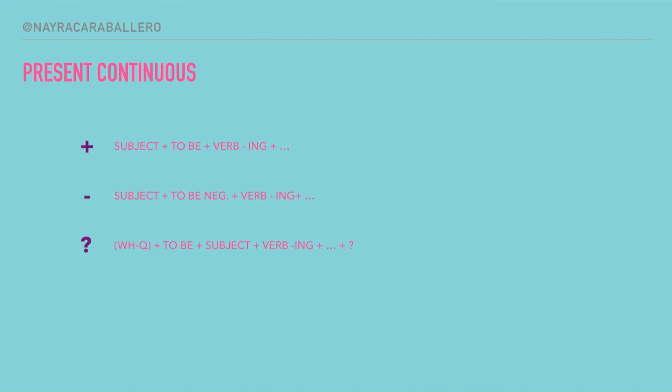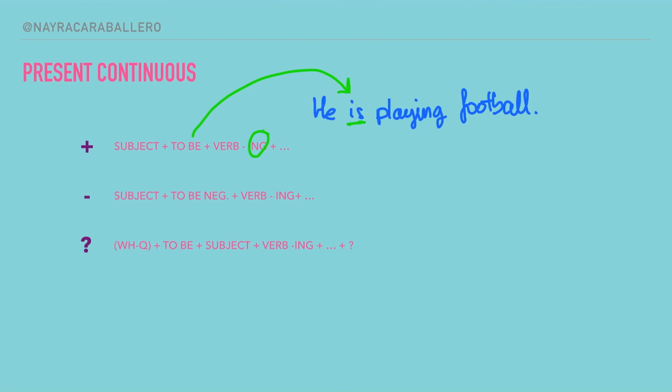In this case, we must write to be verb in present tense before the main verb. So it would be, for instance, he is, and now the verb ending in ing is playing football. Okay? We have here to be verb and the verb ending in ing. Another example would be we are playing football.